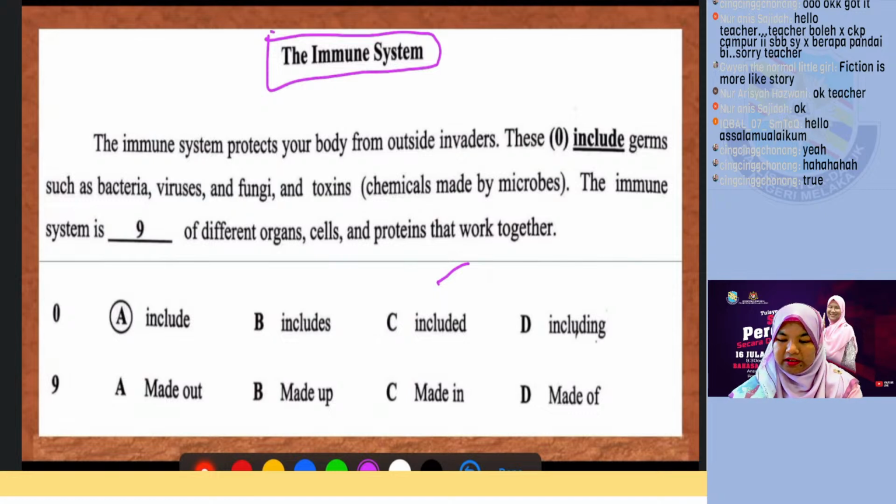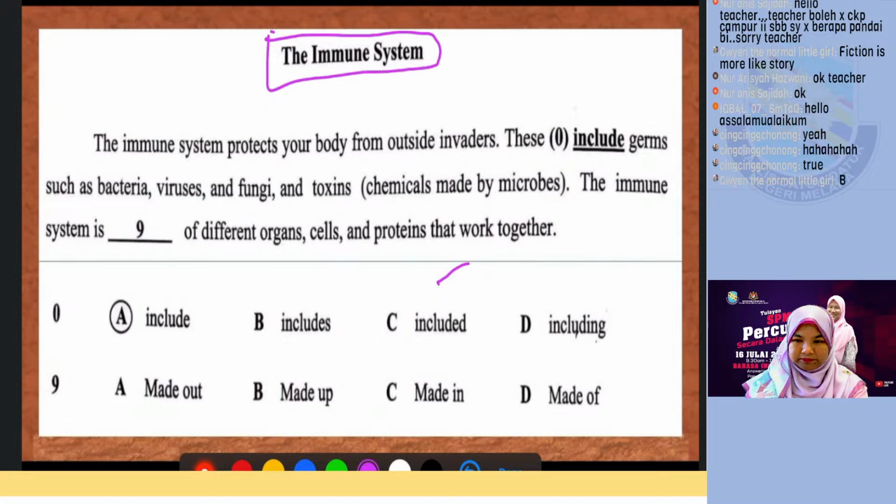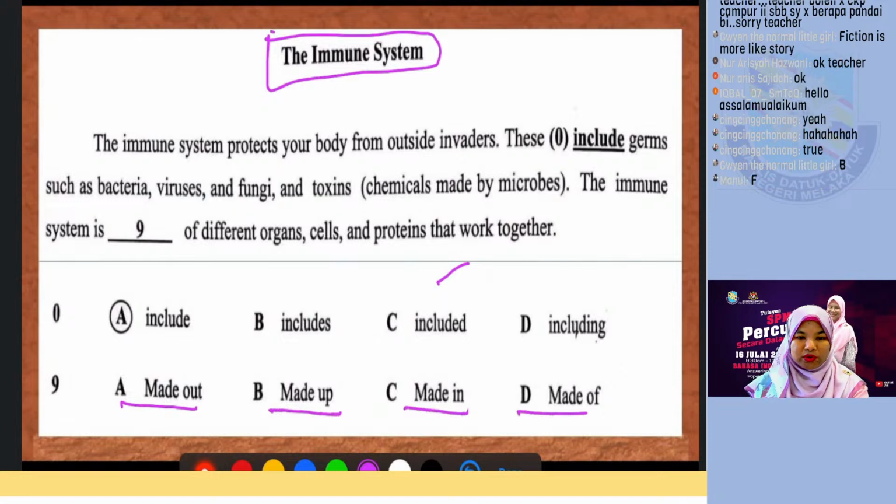There you have the options. You have read the text. Now let's meet the options that you have. Gwen, you have come with the answer, good. Here we have 4 options: made out, made up, made in, and made of. This will be the classic examples of collocations.